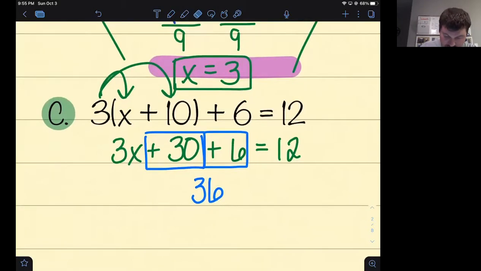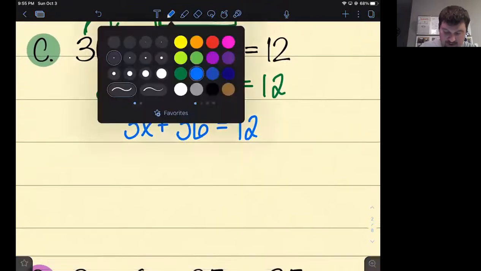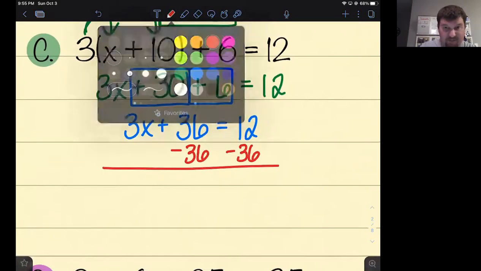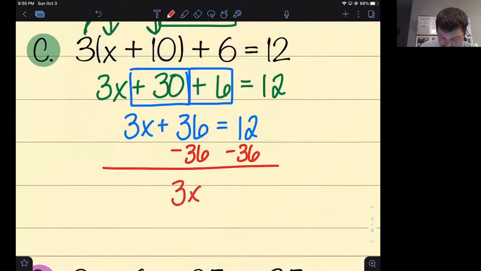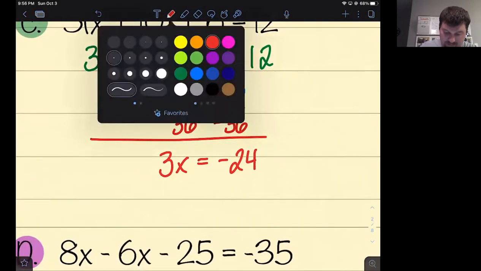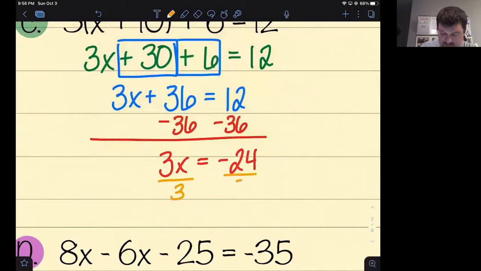Then I can copy everything else down. If you're not sure what symbol goes between, ask yourself, was it positive or negative 36? It was positive, so put a plus sign. Okay. Then we're going to subtract 36 from both sides. I'm subtracting away more than what I have, so I know that my answer is going to be negative. The negative army wins this one by 24. Then I'm going to divide both sides by 3, so I can get x by itself, and that's going to give me negative 8.